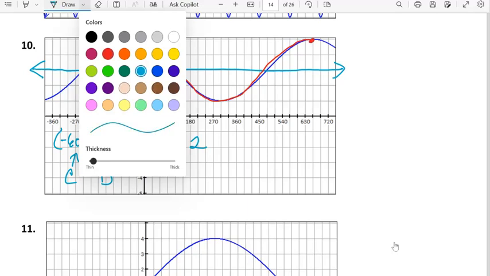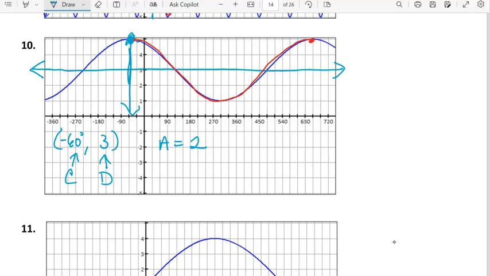And then lastly, we need to measure the length of the period. So the period starts at negative 60 degrees and ends at, it looks like, 660 degrees. So the period has a value of 660 minus negative 60, or 720. And I do know that 360 divided by b is equal to the length of the period. So 360 is equal to 720 times b, and if we divide by 720, b will be 1/2. 360 divided by 1/2 is the same thing as 360 divided by 2.